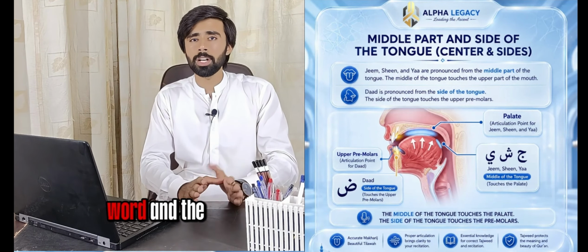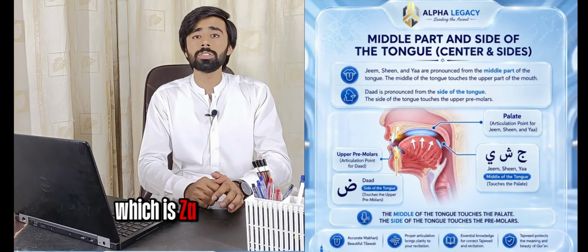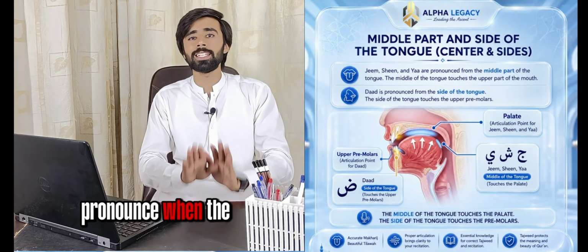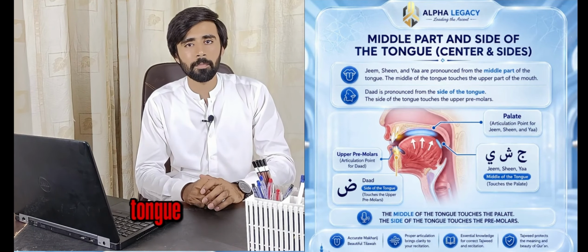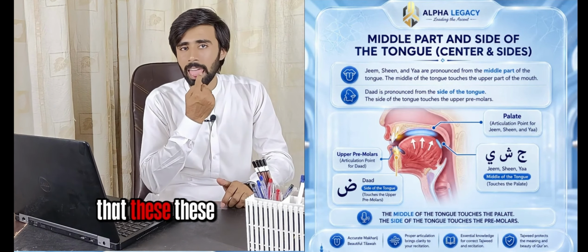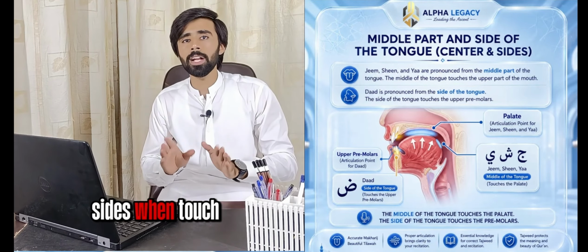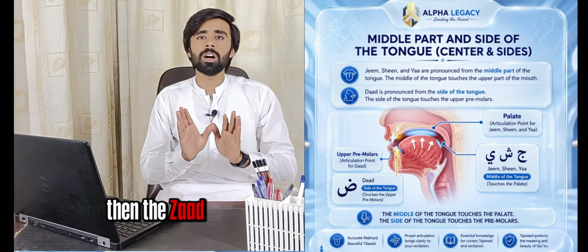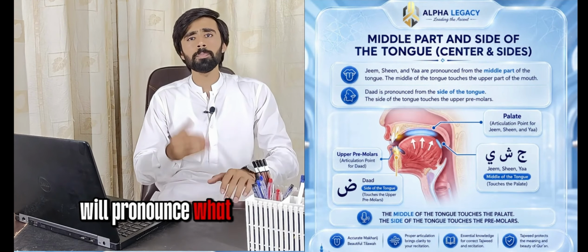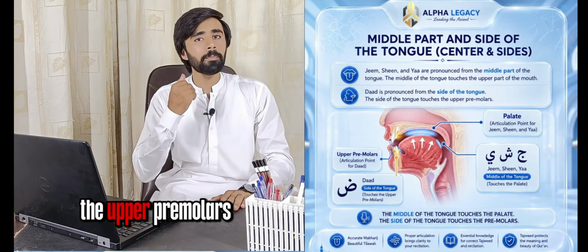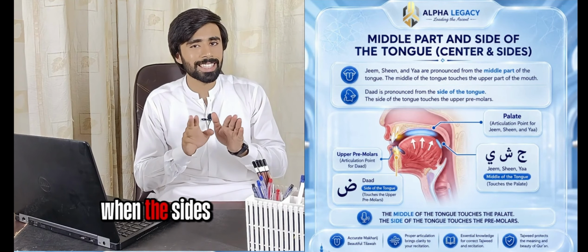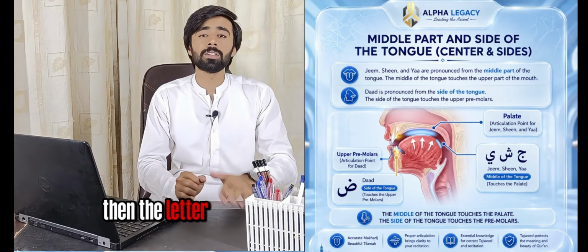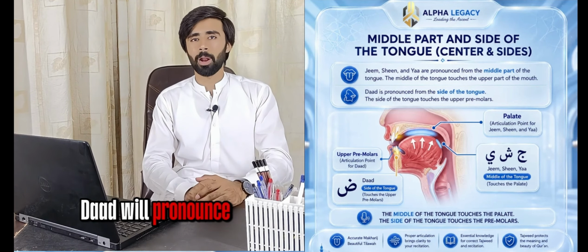And the 4th letter, which is Daad, will be pronounced when the sides of your tongue, you can see that these sides, touch your pre-molars, then the Daad will be pronounced. What pre-molars? The upper pre-molars. When the sides of your tongue touch the upper pre-molars, then the letter Daad will be pronounced.